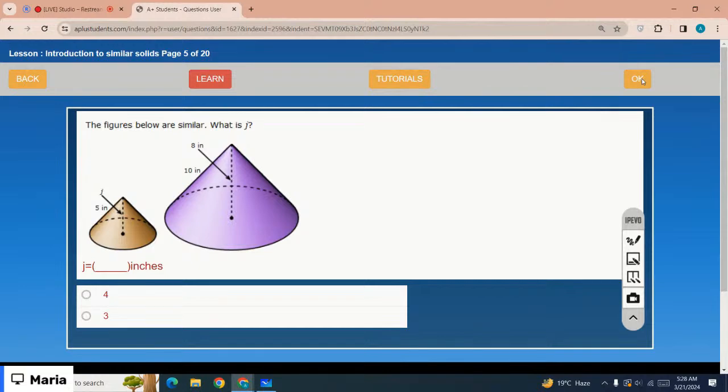The figures below are similar. What is J? The correct option is 4. Option number 1 is the correct option.